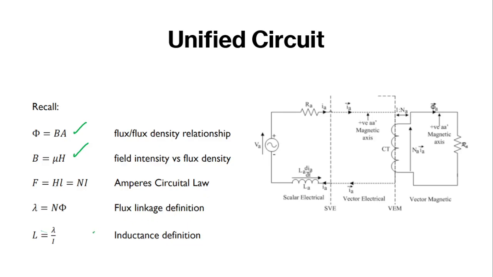And what's the next one? Anybody remember what the next one was? With the N squared? For L, it's N squared I on reluctance. For L or for lambda? This one. N squared over R, so L is N squared on R, on reluctance. Alright, cool.